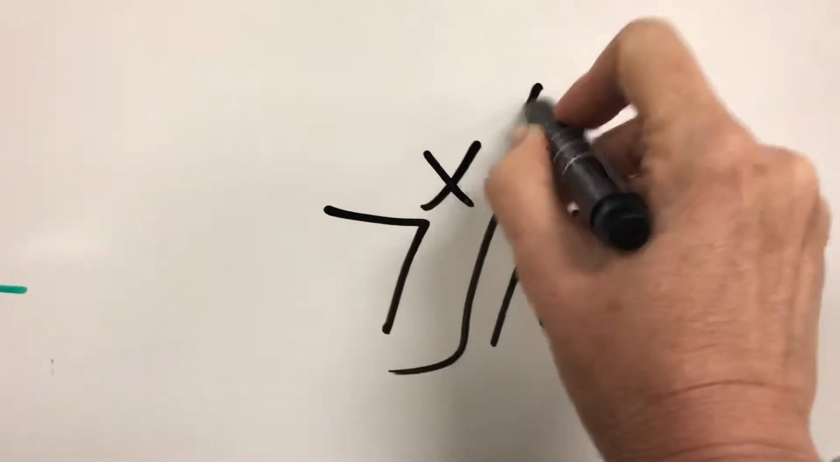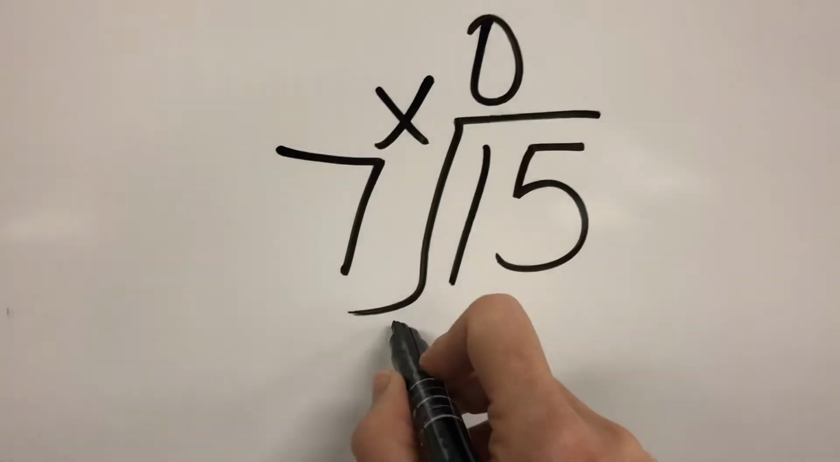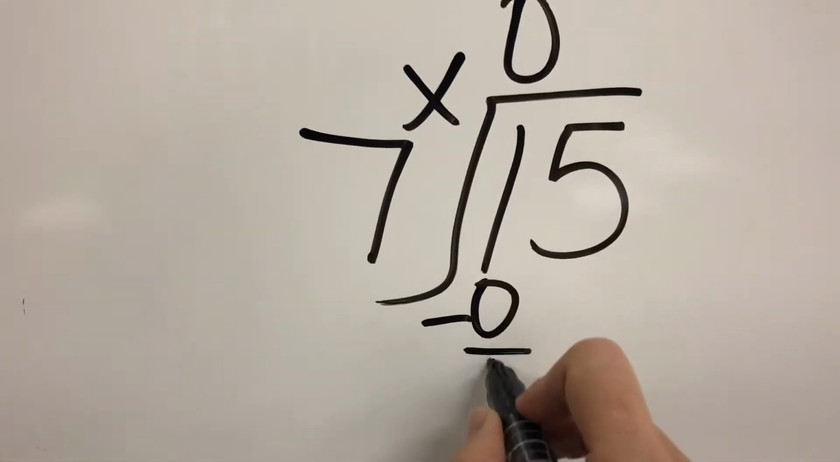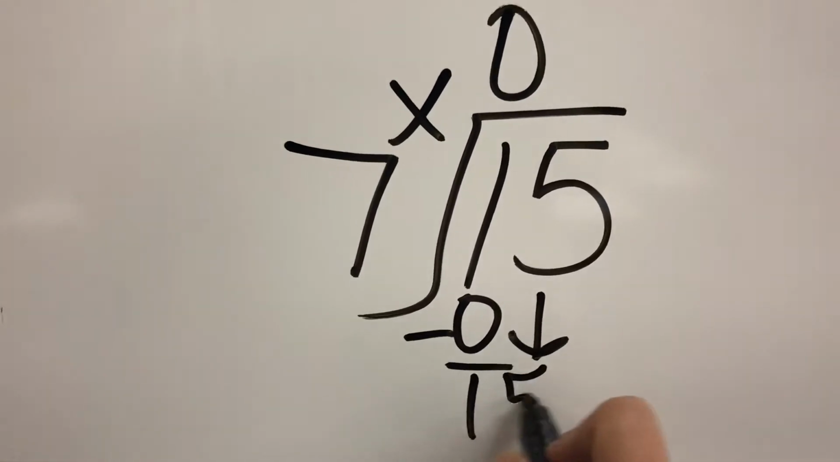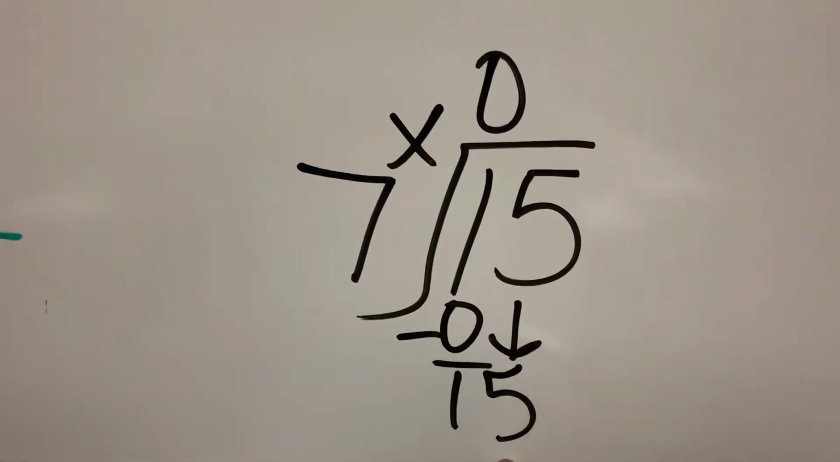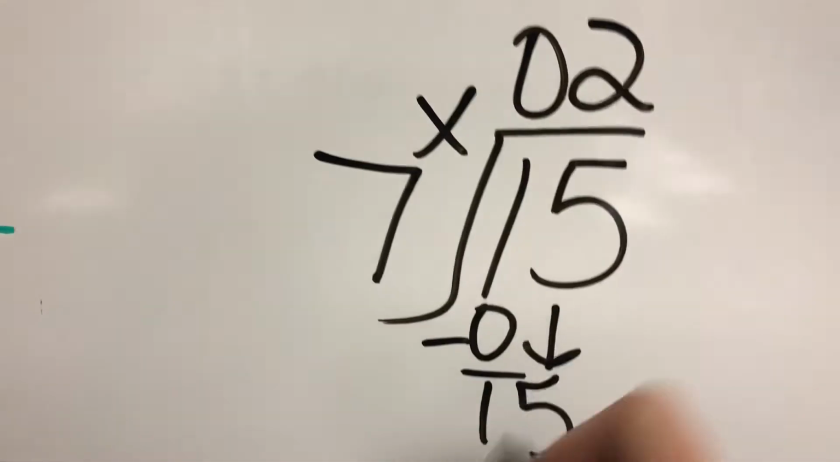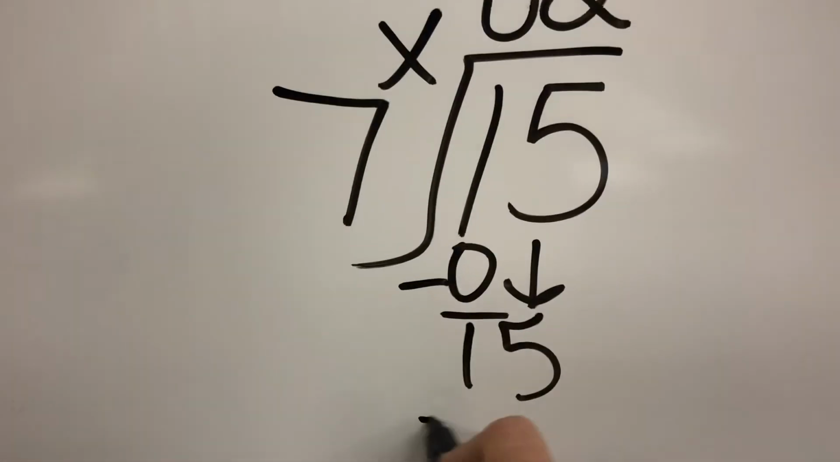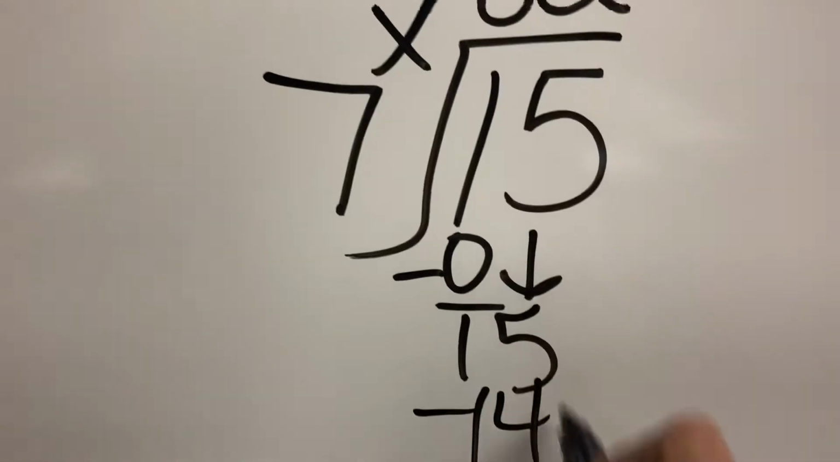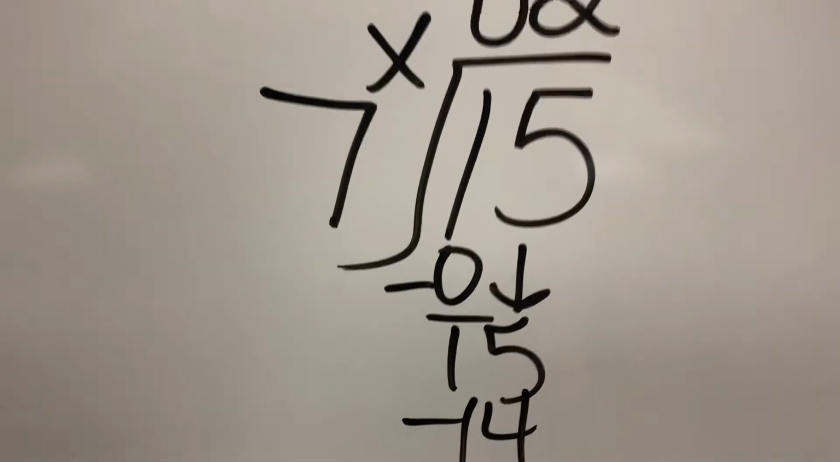7 times what gets you to 1? 0. 1 minus 0 is 1. Bring down my 5. 7 times what gets me close to this? 2. 7 times 2 is what? 14. 15 minus 14 is 1.